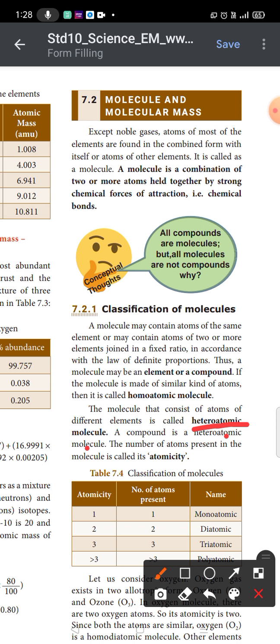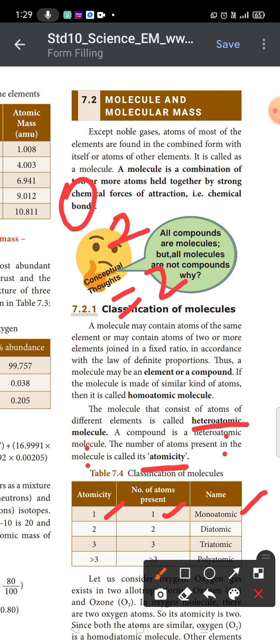The number of atoms present in the molecule is called atomicity. Now I have written the oxygen molecule, so oxygen has 2 atoms. So what is the atomicity? The atomicity of oxygen will be 2. If atomicity is 1, the number of atoms is 1, so we give the name mono.